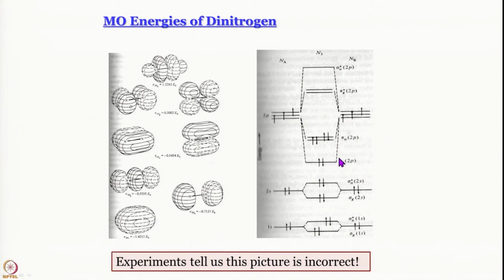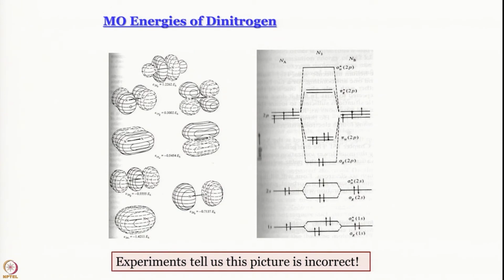But if that is the case, then nitrogen should have been very reactive. Remember, alkenes are prone to addition reaction, right. Remember the bromine water test for unsaturation: you have an alkene or alkyne, you add bromine water, it gets decolorized. Why? Because bromine adds and gives you a dibromo derivative. If nitrogen indeed had pi orbitals as the highest occupied molecular orbitals, then they would participate in addition reactions.